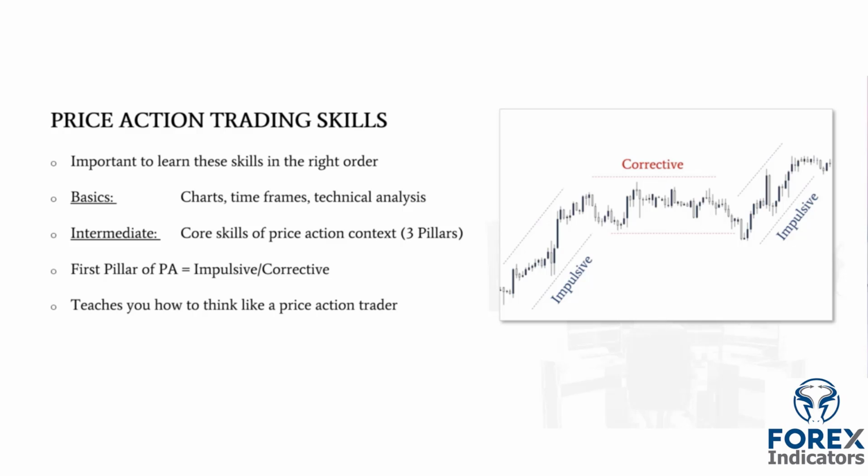The first thing is that when you start to understand what impulsive and corrective moves are communicating, by looking at the structures and these types of moves, they by default teach you to start thinking like a price action trader who's getting an understanding of what the order flow is behind the market. This is why we don't focus on 1 and 2 bar patterns, because 1 and 2 bars by themselves aren't going to communicate anything.